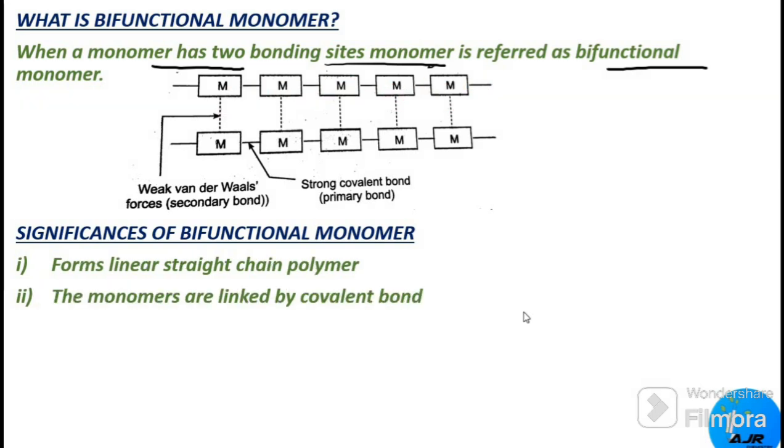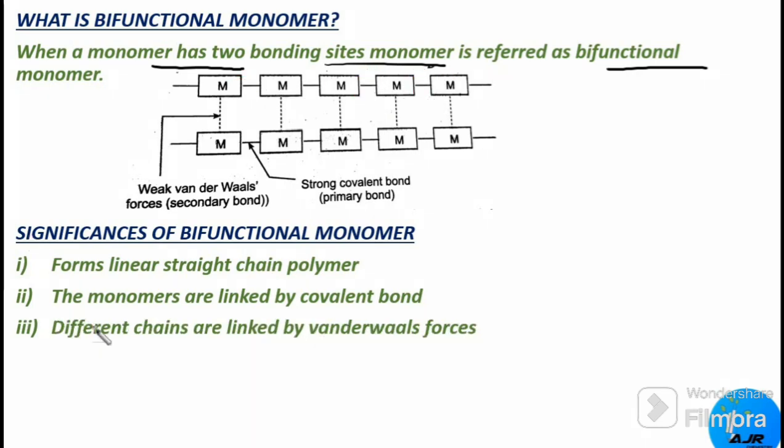The next significance is that all the monomers are linked by means of covalent bonds. In a linear molecule, the monomer units are linked by strong covalent bonds. The next significance is that different chains are linked by van der Waals forces. This is one linear chain and this is another linear chain, and these two different linear chains are held together by weak van der Waals forces. Due to the presence of these weak van der Waals forces, there is no restriction on the movement of one chain over the other.